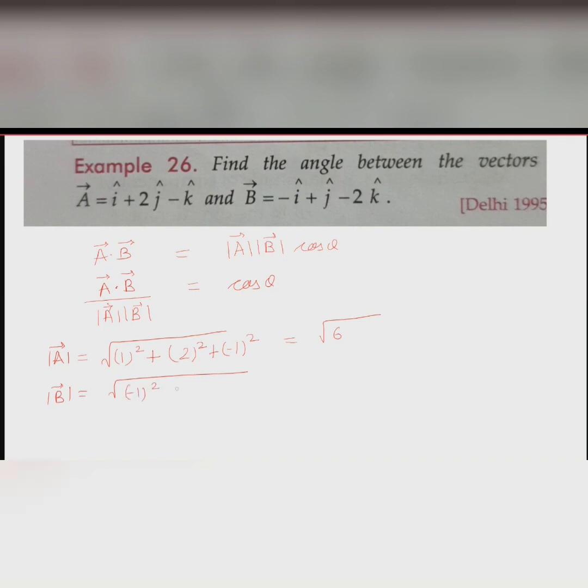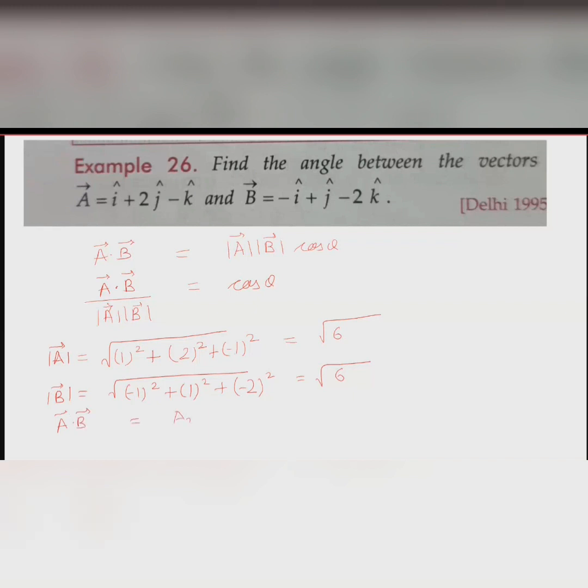Beta, if anyone is not understanding magnitude, because I know all this is pretty new to you, please stop me here and ask me. Nothing should remain unresolved. Got it? How did I get the magnitude of both the vectors? Yes, ma'am. Okay. So now what will be A dot B?